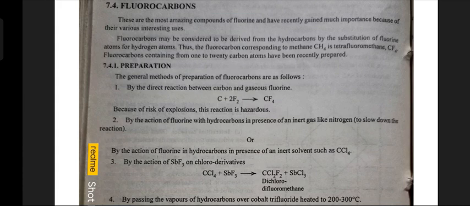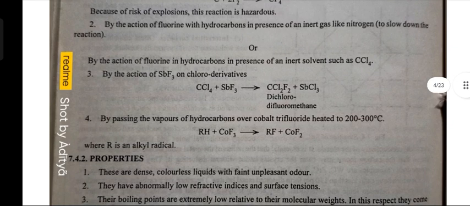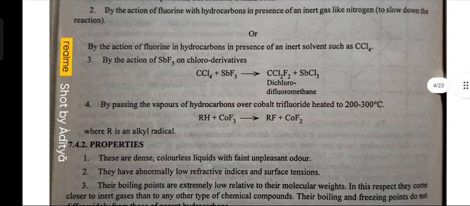Preparation. The general methods of preparation of fluorocarbons are as follows: by the direct reaction of carbon and gaseous fluorine. By heating carbon and fluorine, CF4 is formed. Because of the risk of explosion, the reaction is hazardous. By action of fluorine with hydrocarbon in presence of an inert gas like nitrogen to slow down the reaction, or by the action of SbF3 on chloro derivatives. Carbon tetrachloride, when reacted with SbF3, gives CCl2F2, dichlorodifluoromethane, and antimony trichloride.